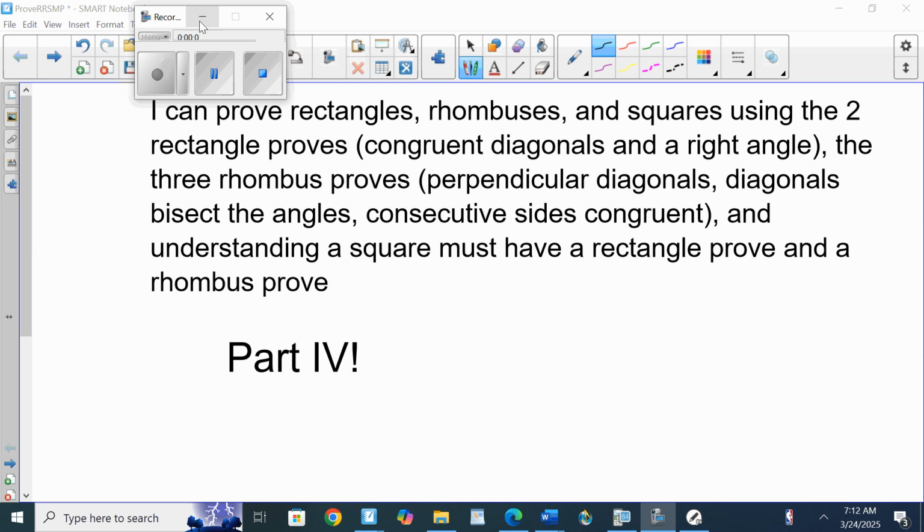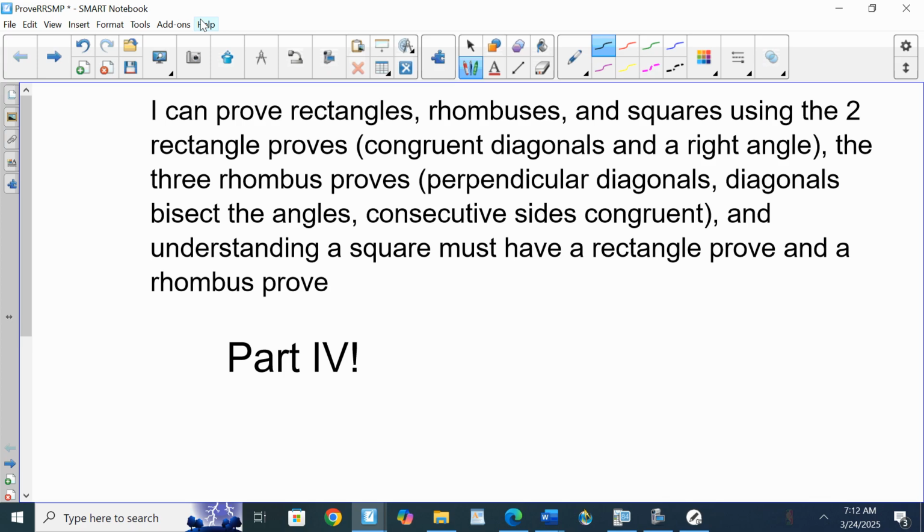Hello everybody, this is it. This is what I consider the hardest lesson out of all three math Regents courses. I can prove rectangles, rhombuses, and squares using the two rectangle proofs, the three rhombus proofs, and understanding that a square must have a rectangle proof and a rhombus proof, and first you must prove a parallelogram.